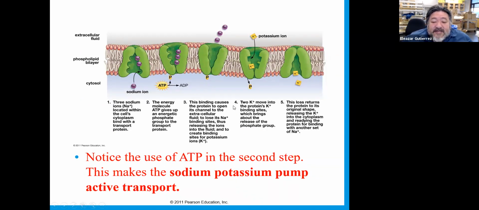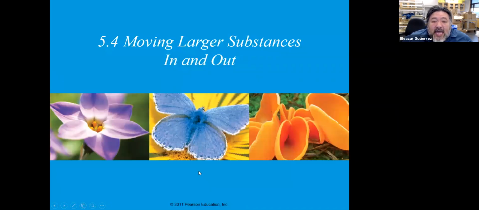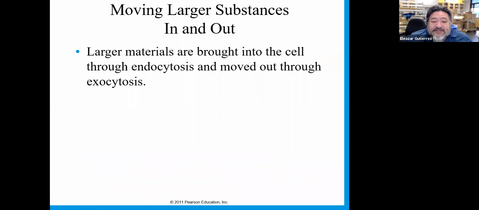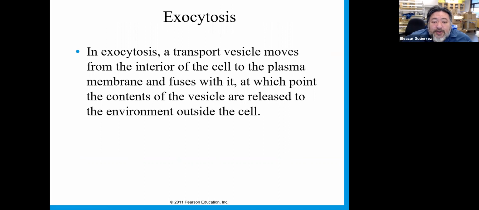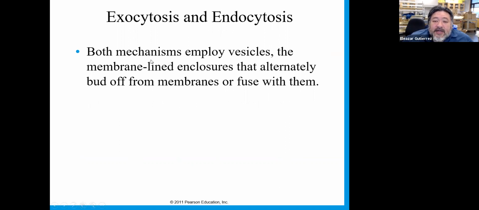So notice the use of the ATP in the second step. This makes the sodium potassium pump active transport. Okay, moving larger substances. So we have exocytosis and endocytosis. Both mechanisms employ vesicles, which are membrane-lined enclosures that alternately bud off from membranes or fuse with them.